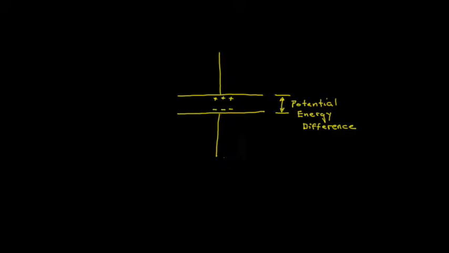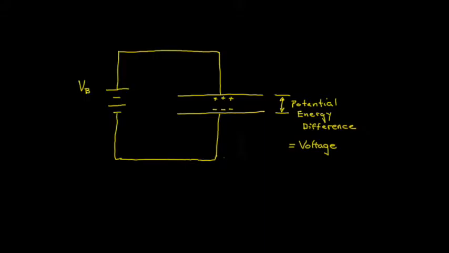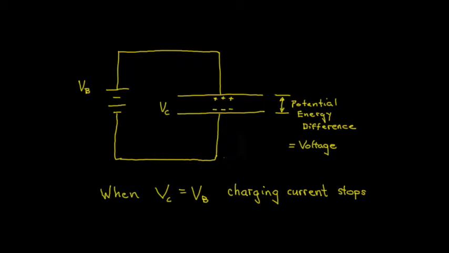Recall that whenever we have a difference in the concentration of charges between 2 points, we have a difference in the electrical potential energy between these 2 points. That is, a difference in voltage appears. If we are using a battery to push charges onto the capacitor, then a voltage builds up on the capacitor until it eventually is equal to that of the battery. At that point, there is no net force to drive more charge onto the capacitor. Consequently, the current stops once the charge builds up.